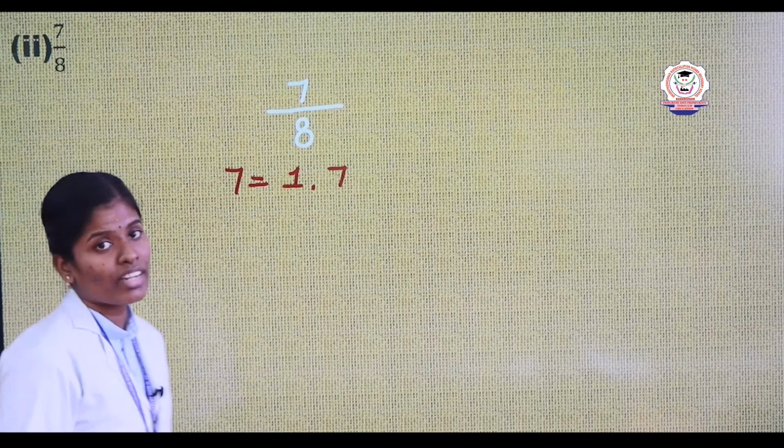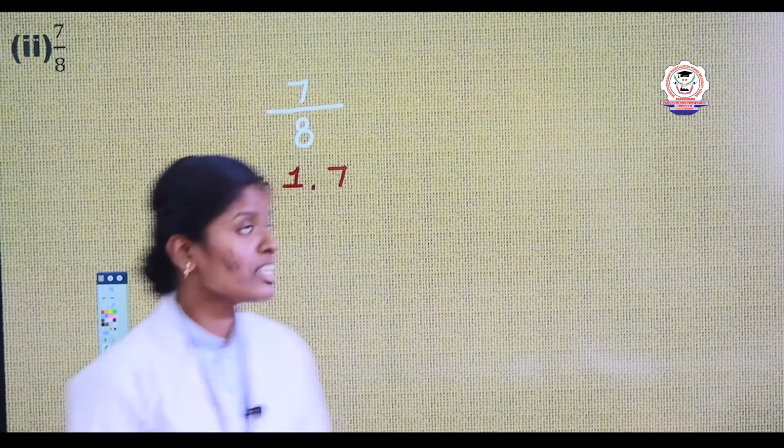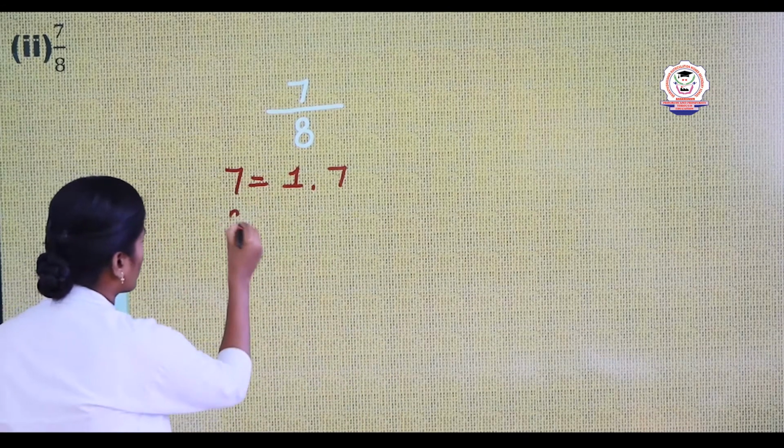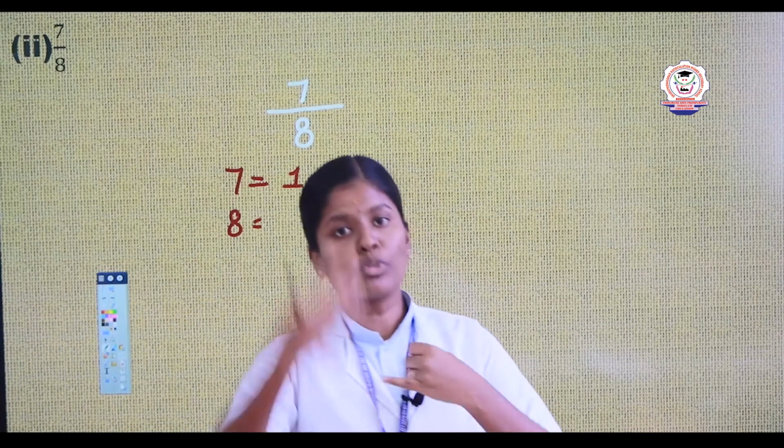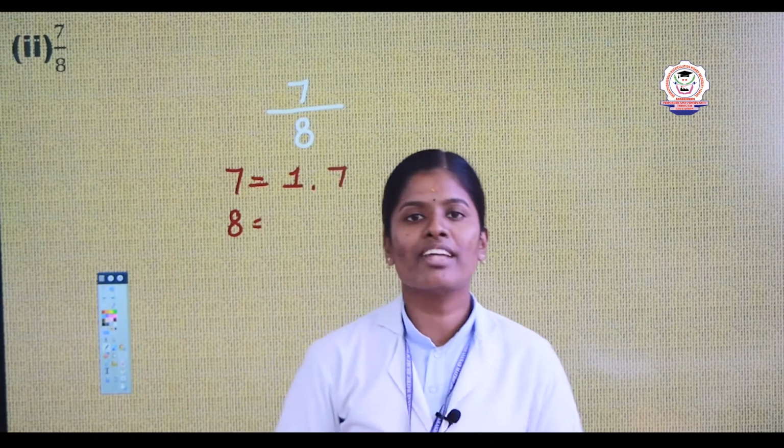1 sevens are 7 and 7 ones are 7. Next you are going to take 8. So check 8 in the table, like one table up to the number itself. So one table of 8 is 1 8s are 8.